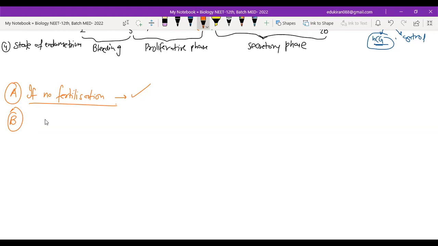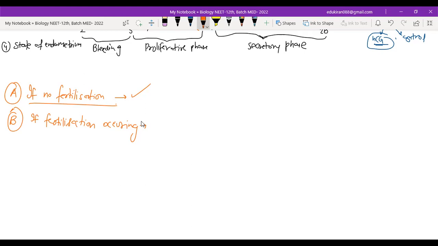Write down, if fertilization occurs. The second case is if fertilization occurs. So if fertilization is occurring, on which day can it occur? Before 14 days, it cannot happen. After 14 days, it can happen. So it is happening in the post-ovulatory phase or the secretory phase. With respect to the ovary, post-ovulatory phase or luteal phase, and with respect to the uterus, secretory phase.